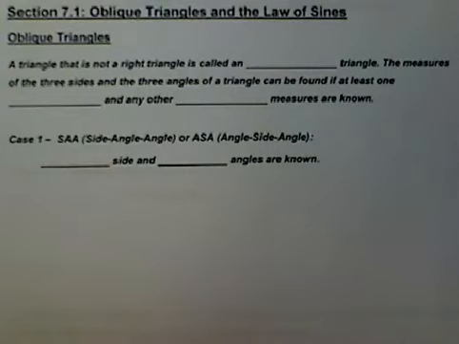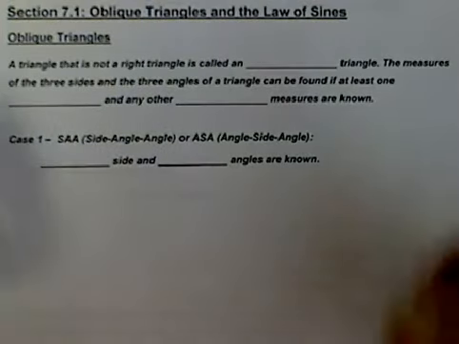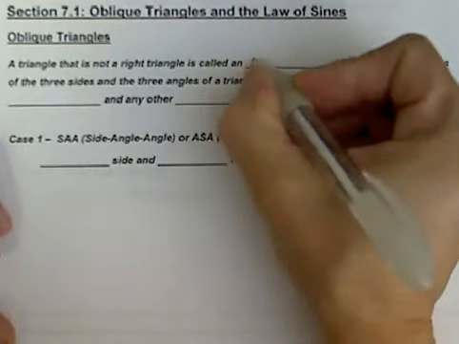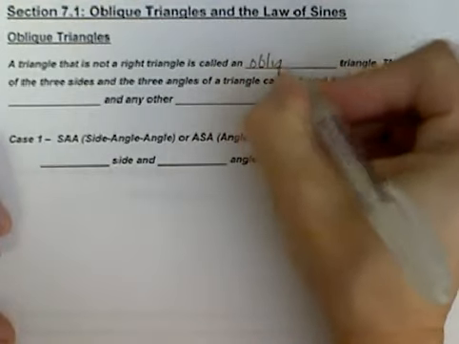This is the video for section 7.1. In chapter 7, we're going to go back to talking about triangles and how to solve triangles. For the most part, these will not be right triangles. When we talk about a triangle that's not a right triangle, the general name for that is an oblique triangle.